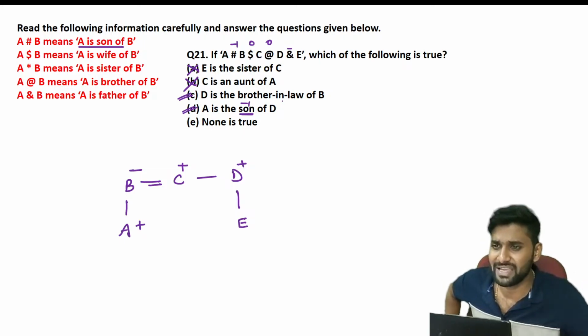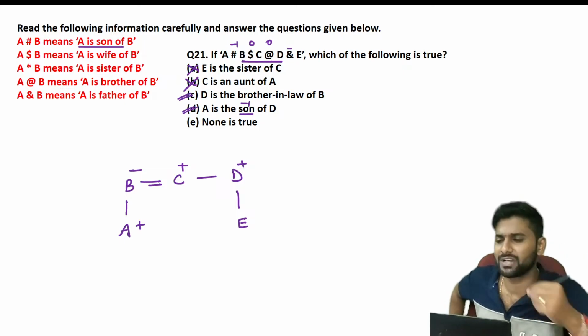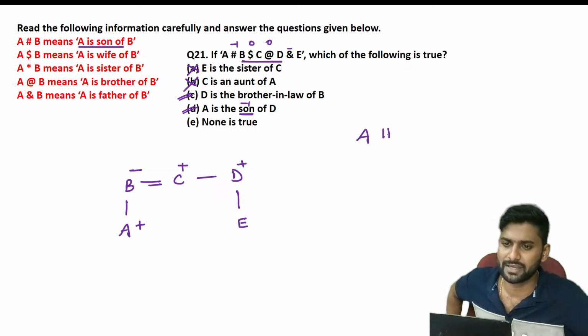Now move on to the next one. D is the brother-in-law of B. Brother-in-law means 0 generation. D to B. There are cases here: D to B or A to E. It satisfies both generation gaps. But if you already know the condition, I'm not taking any diagram. So we have two options. There's a contradiction here. Let me tell you my approach. I'm not taking the diagram for these kinds of questions.